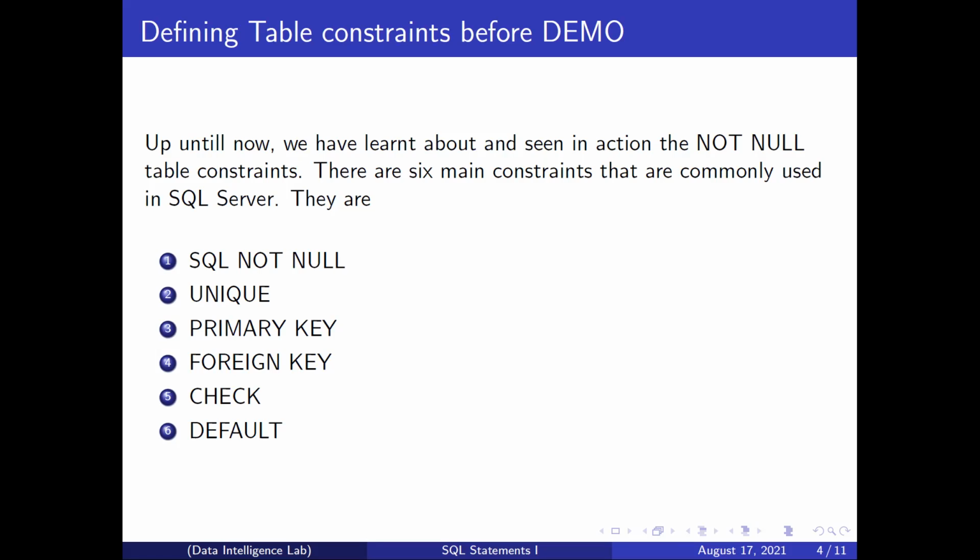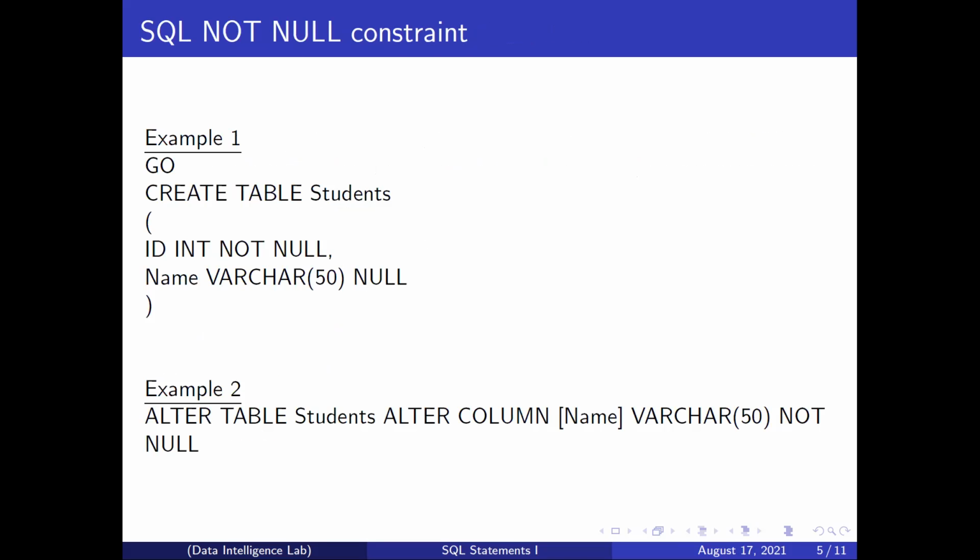So you can define constraints on columns. You can as well define constraints on multiple columns in your table data store, right? So we're going to look at some other constraints because we're going to use them in our demo session today. I'm just going to show us what we already know on defining not null constraints.